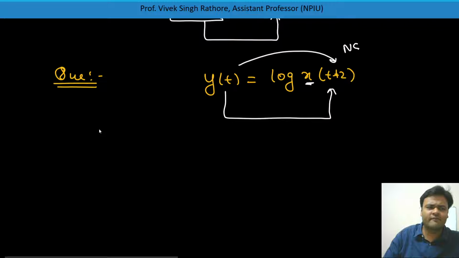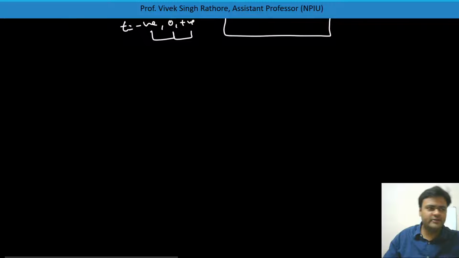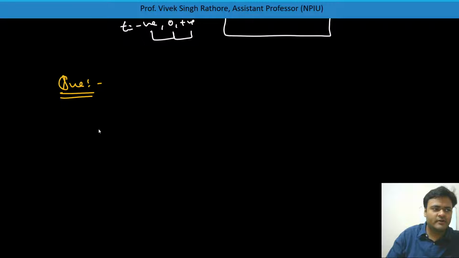You can check by keeping the value of t once negative, once zero, once positive. By putting these three values at t, you will get to know whether the system is causal or non-causal. So let's see some more examples. One more example I'll take. Let's suppose this system is there, y of t equal to x of at.